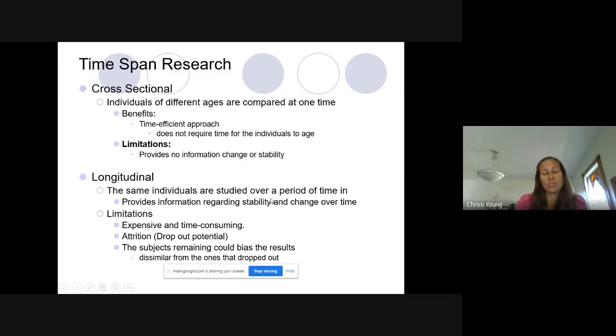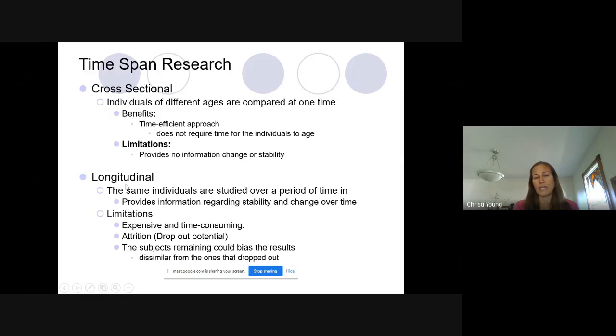Two different ways you can do research over time involve cross-sectional approaches and longitudinal approaches. They both give you information over time. However, when you look at the cross-sectional, you're looking at people of different ages compared one time. So basically a 16-year-old, an 18-year-old, a 22-year-old, a 32-year-old, 44-year-olds. And if you're looking at their driving records, you can tell between 16 and 42, this is what happens to driving records, but we don't really know about each individual. So we don't have information of change or stability over time.